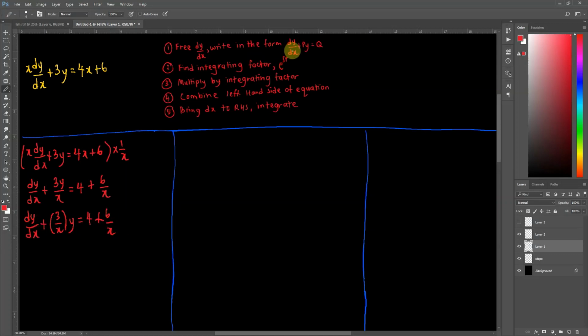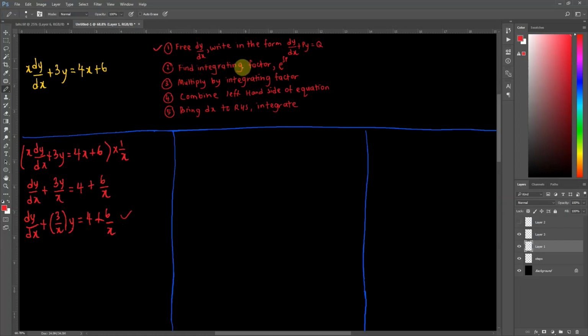So I see here, is it the same? I have dy/dx, I have dy/dx, I have y, here also I have y. What is P? P is a function of x. This one, 3 over x, is a function of x. Q is another function of x. Here 4 plus 6 over x is another function of x. So this one, I have done step 1.